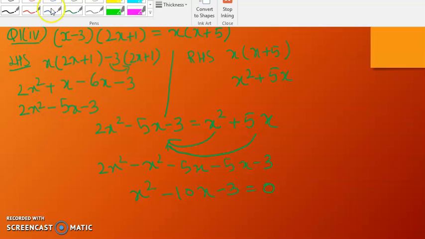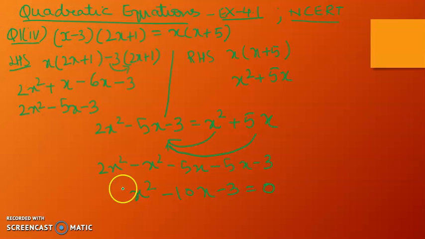So this was the equation which we have got now: x square minus 10x minus 3 is equal to 0. Now if you compare with the standard form, what was the standard form of a quadratic equation? Don't forget, students, ax square plus bx plus c is equal to 0.